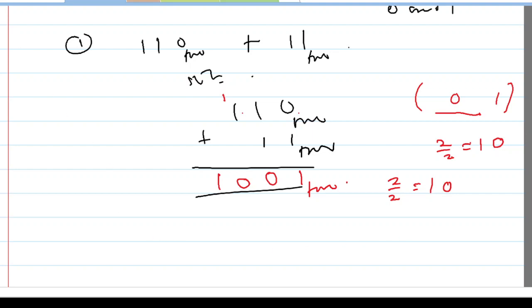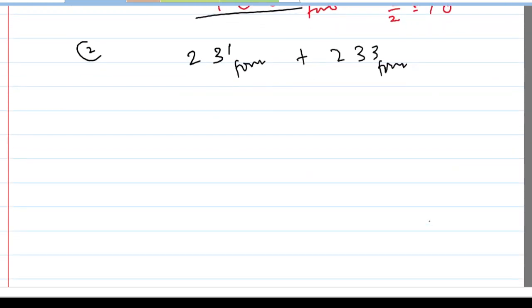Another example, suppose I have a number like this, 231 base 4 plus 233 base 4. Again, the principle is the same like I've explained the other time. So you have 231 base 4, you have 233 base 4.